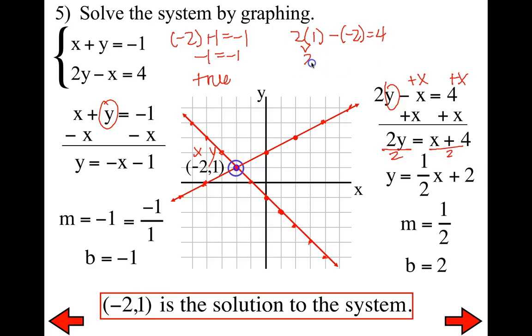2 times 1 is 2. -2 times, I'm sorry, negative times a negative is a positive, so that's plus 2. Does 4 equal 4? Yes, that is true. So guess what? This solution does work for both. So I'm going to say it absolutely is a solution to the system.